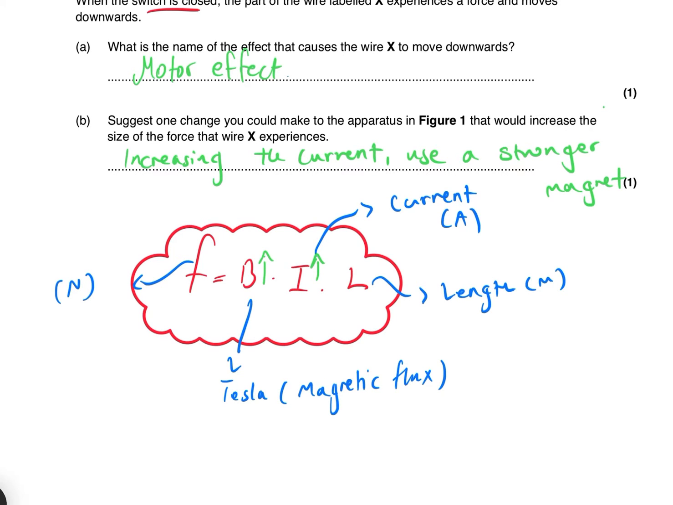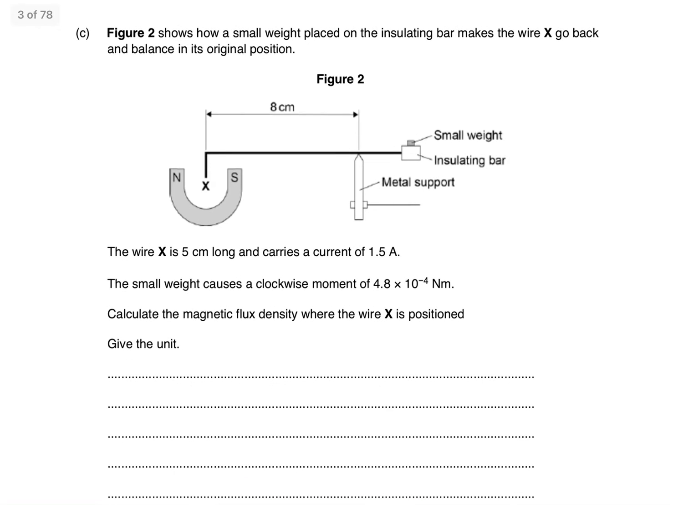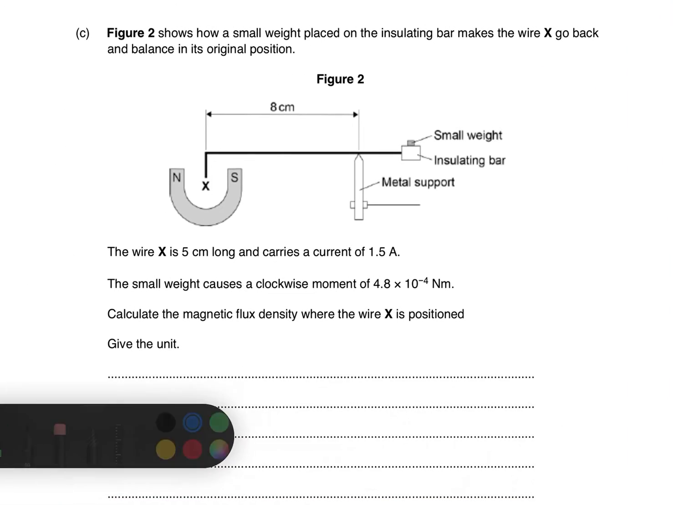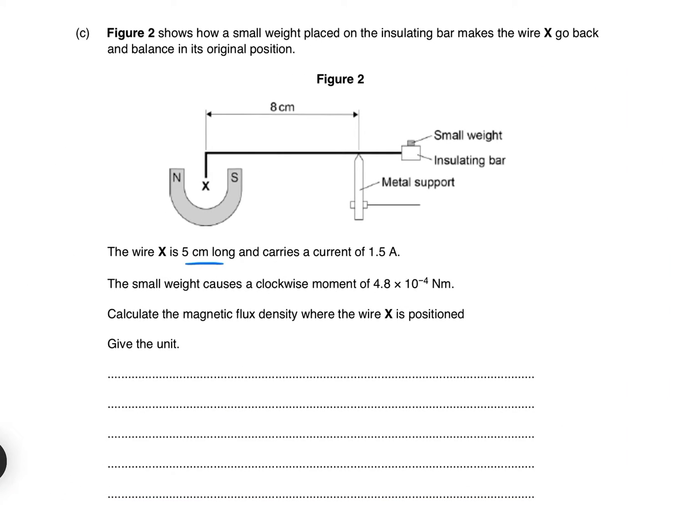All right, let's move on to the next part of the question. Part C says, figure 2 shows a small weight placed on the insulating bar, which makes the wire X go back and balance in its original position. They give us a bunch of information. The wire is 5 centimeters long. The current is 1.5 amperes. The length of the wire L is 5 centimeters. The small weight causes a clockwise moment of this much.